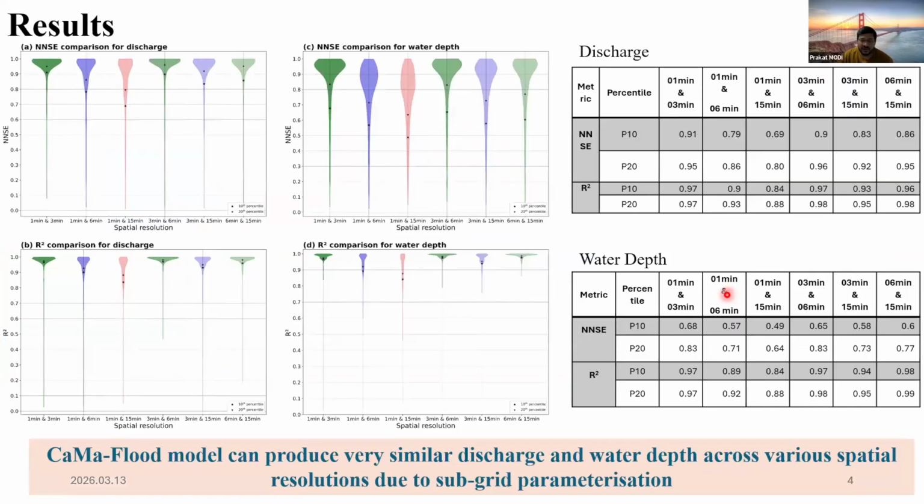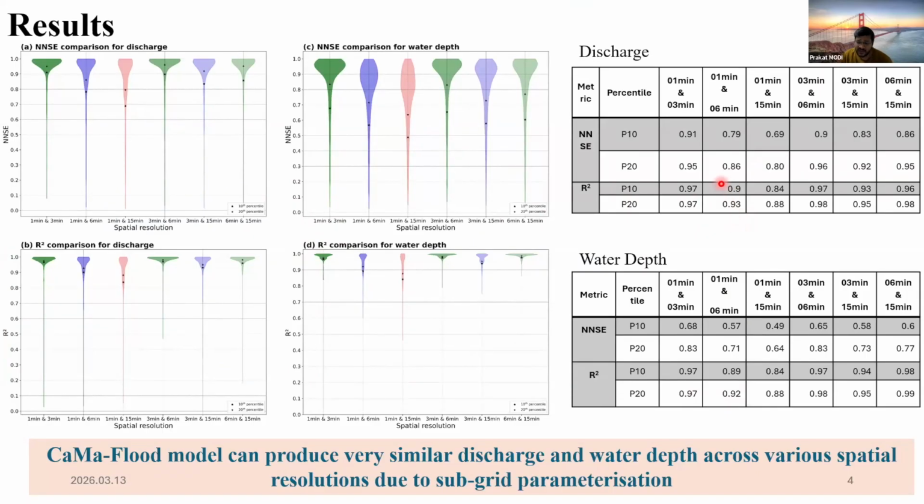First, the overall result. We compared the different resolutions, keeping the high resolution as the baseline. When we compared, we found very good R square values for both discharge and river water depth, as high as 0.9. So the phase is very good; the different resolutions are very well in phase.